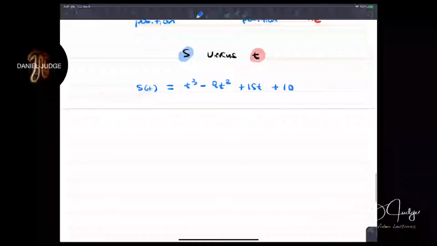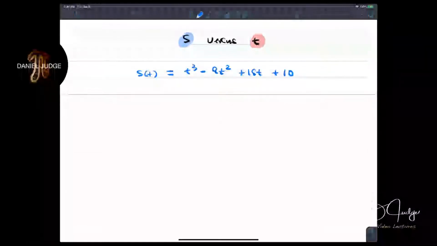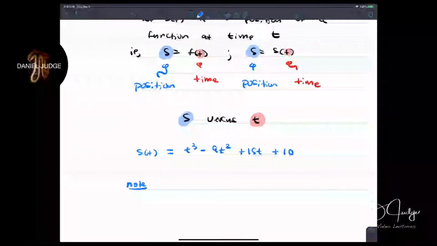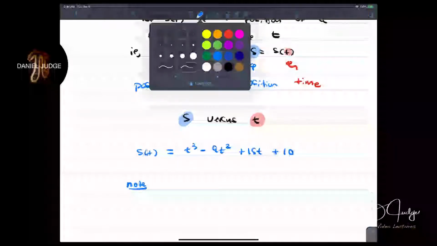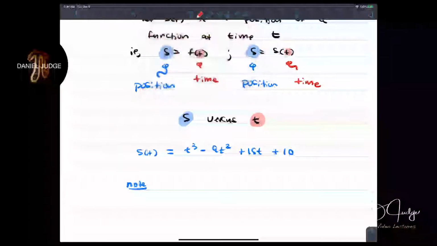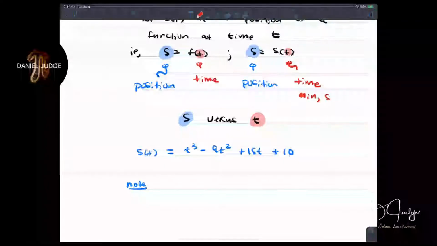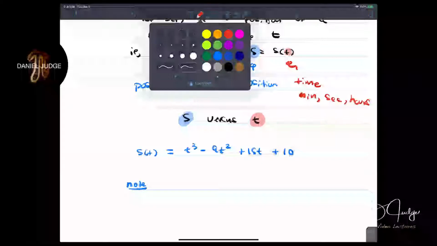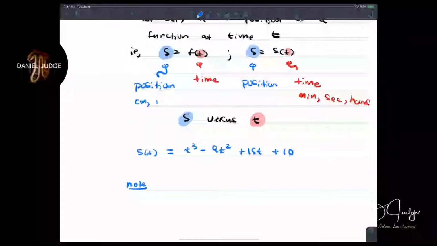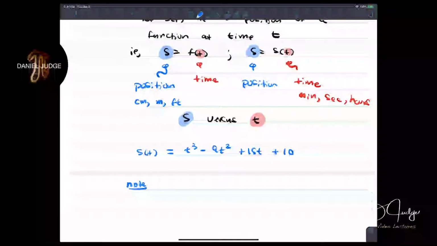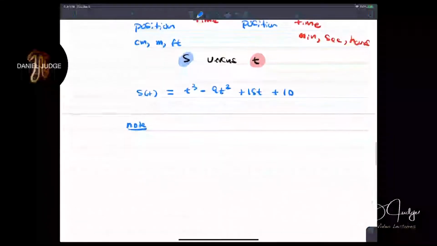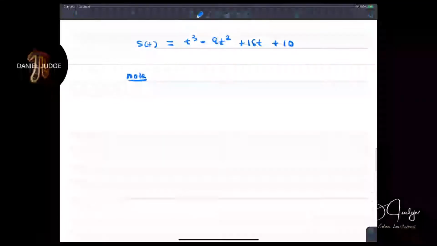This is an example, and I want you guys to note the following. t is in time, whatever units of time, it could be minutes, seconds, hours. Your position can be in centimeters, meters, feet, any sort of unit of distance. So you have units of time and units of distance. So here's my position function: t cubed minus 9t squared plus 15t plus 10.